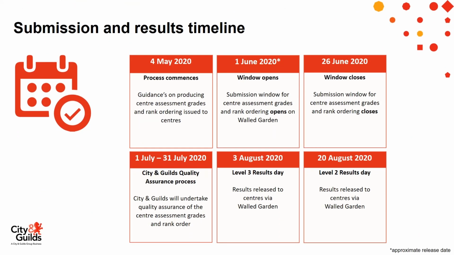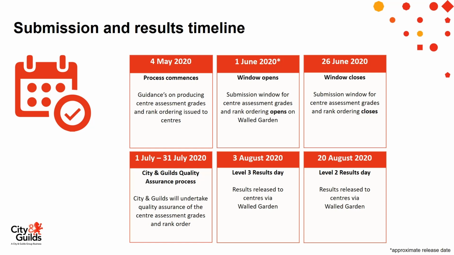Here are the key dates for the submission process and results this year. The process commenced on the 4th of May with guidance provided to centres. The next key date will be in early June, likely to be the 1st of June, when the window opens for submission of centre assessment grades and rank ordering to walled garden. We expect centres to have approximately 3 to 4 weeks to submit grades and other information up until the 26th of June when the window closes.